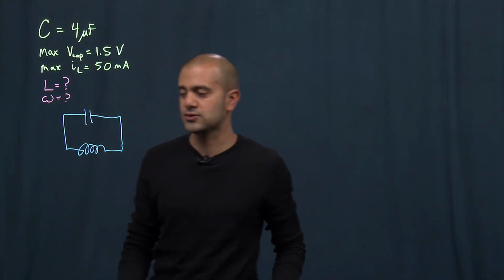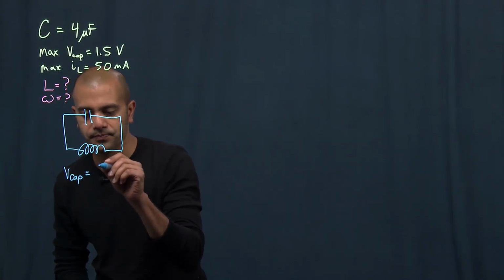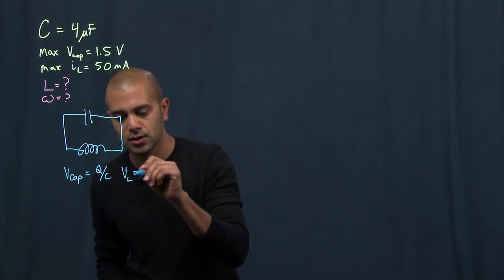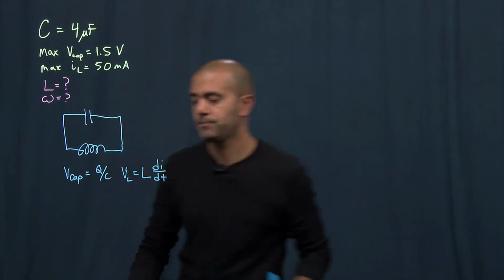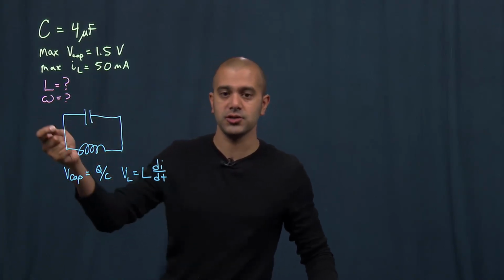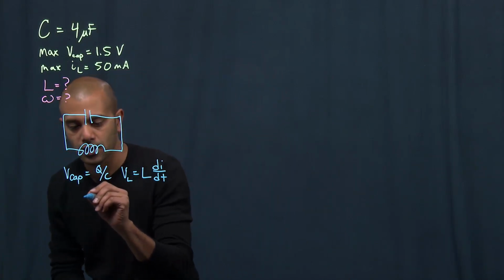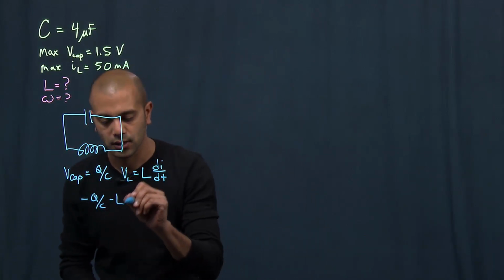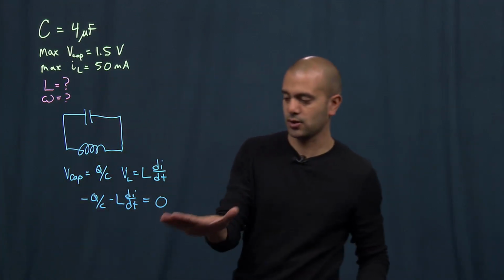If I use Kirchhoff's loop rule for this, the voltage across any capacitor is the charge divided by the capacitance. And the voltage across the inductor is the inductance times the rate of change of the current with respect to time. So the loop rule says if I start at a single point and then go around, I have to add up all the voltage changes across each circuit element. Starting here, the first thing across is a capacitor. I drop Q over C voltage. And then across this, I drop L times di/dt voltage. And then I'm back to where I started, so those have to add up to 0. That's the statement of Kirchhoff's loop rule.